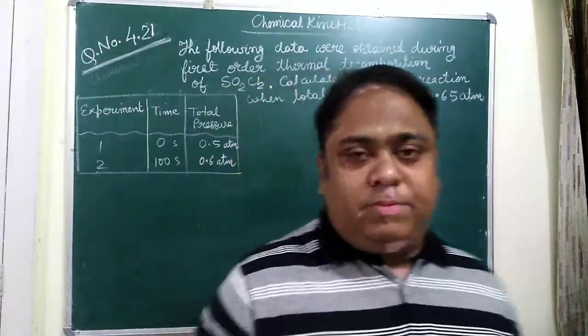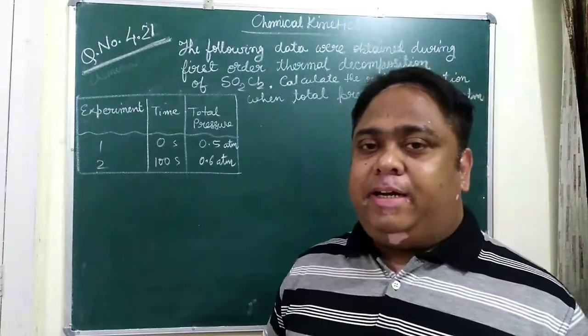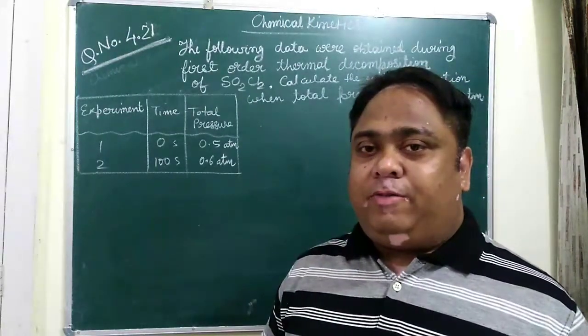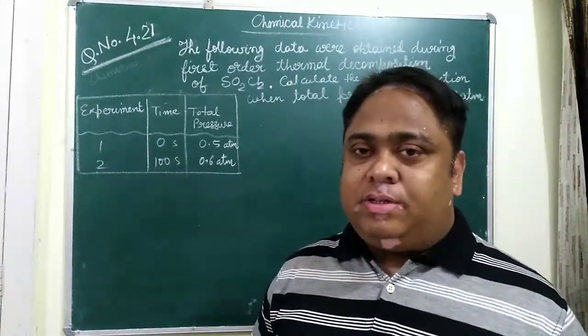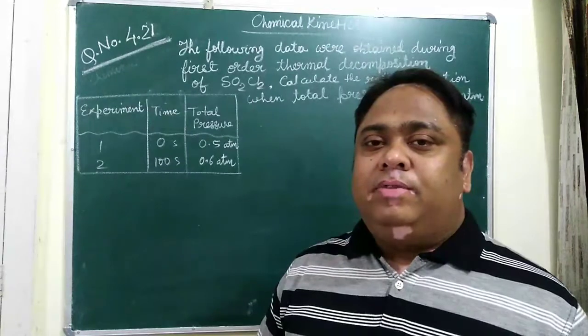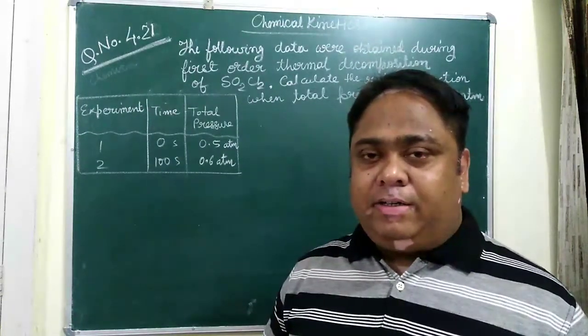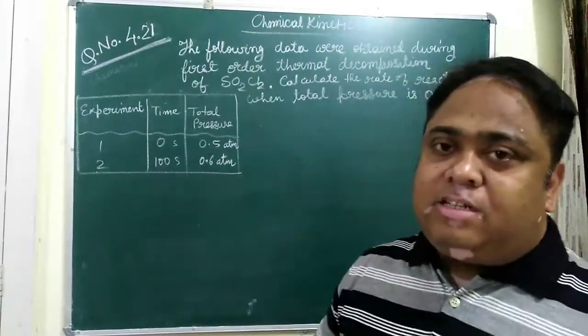Now we'll solve question number 4.21 from chapter 4, Chemical Kinetics, from the NCERT book part 1. This question is a little different from other questions. So far we have seen that the rate constant depended upon the concentration of the reactant in terms of mole per liter. But here the reaction is in gaseous phase.